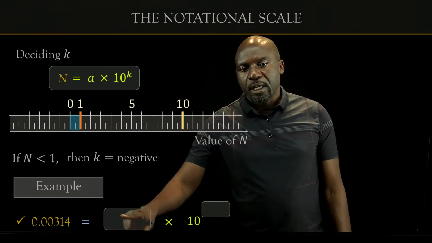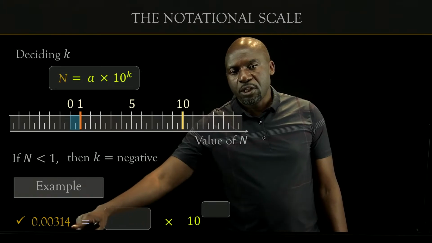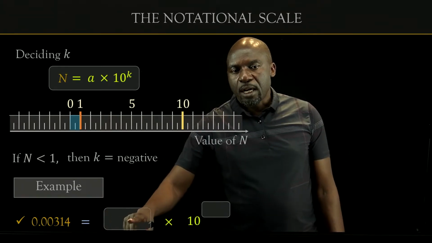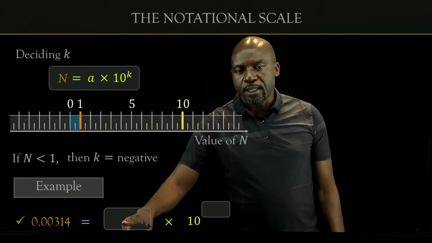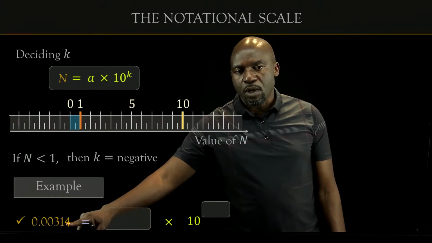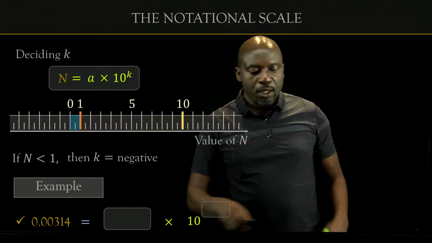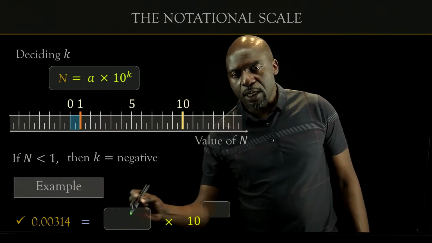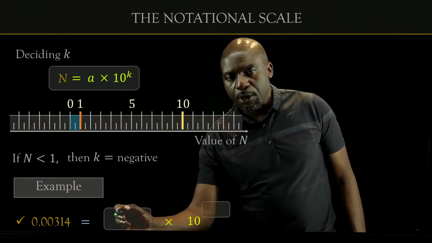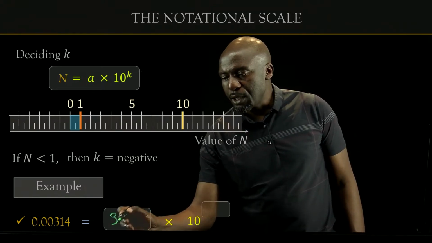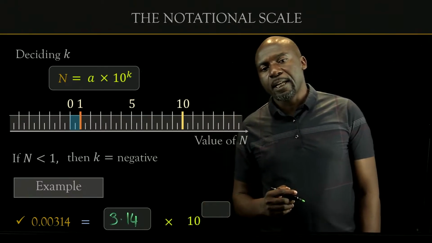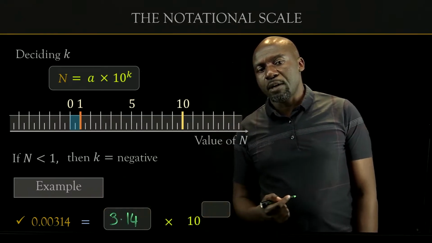Our value of a is a number with the same digits as n. This is our value of n, but our a must lie between 1 and 10. So same digits, 314, in the same order. So a number with the digits 314 in the same order has to be 3.14. So I'm going to write 3.14 must be the number lying between 1 and 10, having the same digits 3, 1, and 4 there.